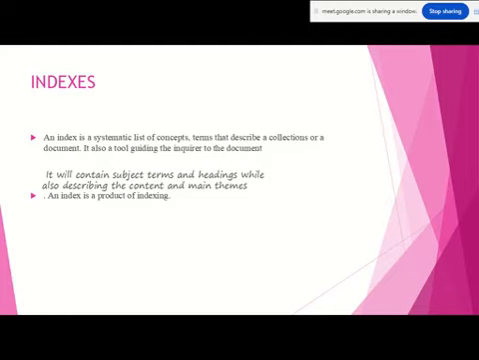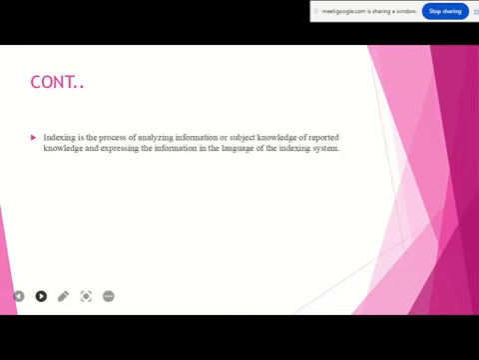Another thing, indexes have got two parts. We have the subject terms and the headings while describing the content and main themes. An index is a product of indexing. That is again very key. We all have to understand that an index is a product of an indexing process. An index is an end product of an indexing process.